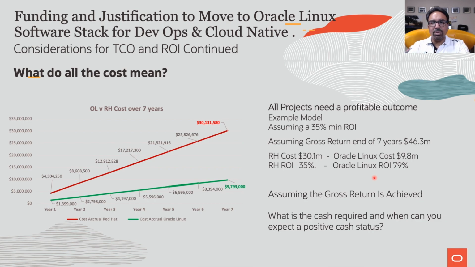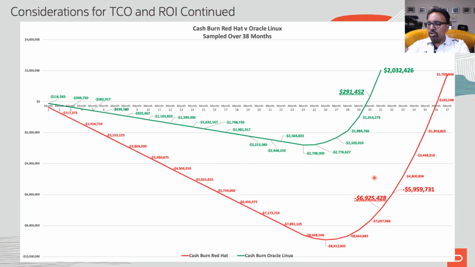So how much cash is going to be needed? Let's have a look at that for a moment. So this is a cash burn curve. My example is over 84 months, which is 7 years. But this sample here is a 38-month sample because that's all I need to show. So you can see from Red Hat, from the day we start paying for subscriptions, it gets to about $8.9 million of cash burn.